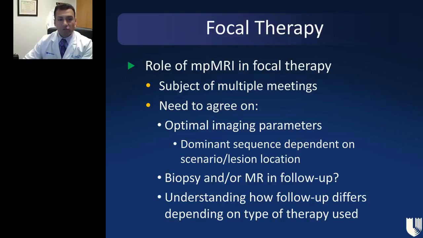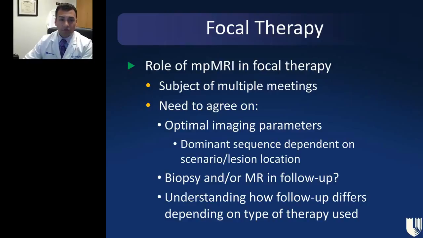And what we need to really agree upon is the optimal imaging parameters. And the key question that arises is what should be the dominant sequence that is utilized? And I think you have to make a decision on that based on both the scenario that you're using mpMRI for, as well as the lesion location. We'll talk a little bit more about that.